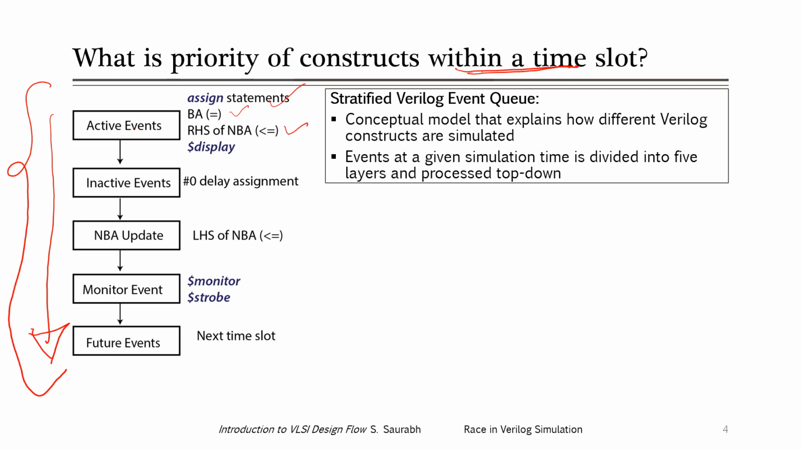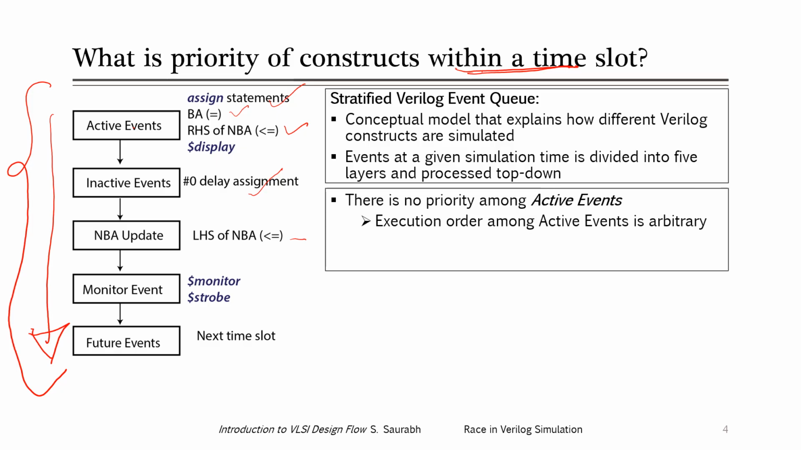Active events contain assign statements, blocking assignments, and the RHS of non-blocking assignments. Note that RHS is evaluated in the active event for a non-blocking assignment, and then it goes to inactive events where 0 delay assignments are evaluated, and then it goes to the NBA update where the LHS of the non-blocking assignments are evaluated, and then monitor and strobe are evaluated or executed, and then it moves to the next time slot, right?